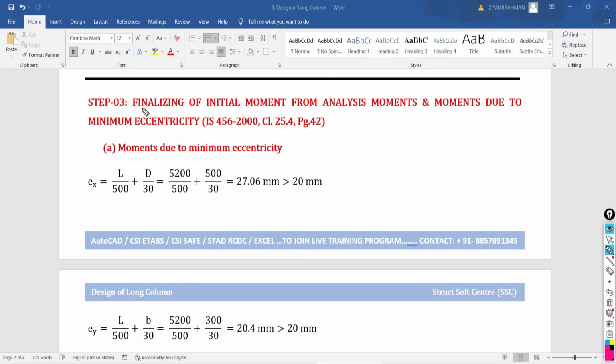Now in the third step, we have to do the finalization of the initial moment from the analysis moment and the moment due to minimum eccentricity criteria, as specified by IS 456-2000. For better understanding of this third step, have a look over this.